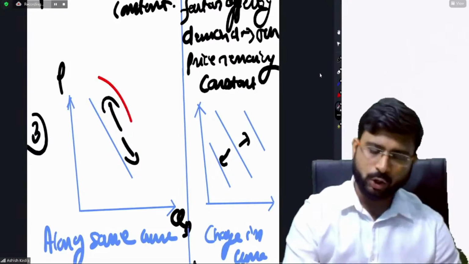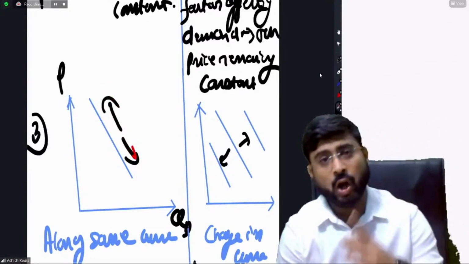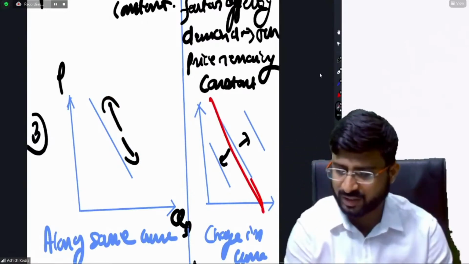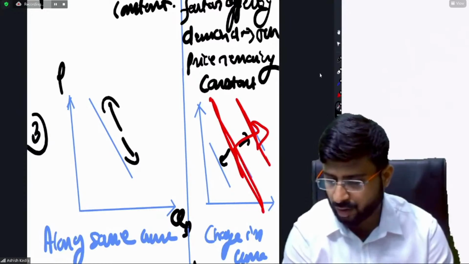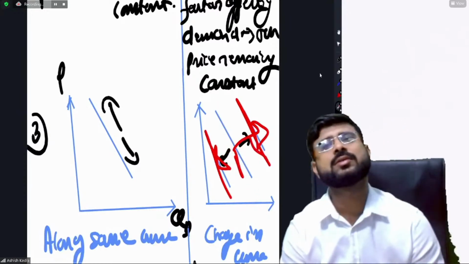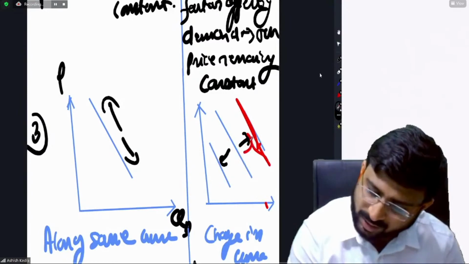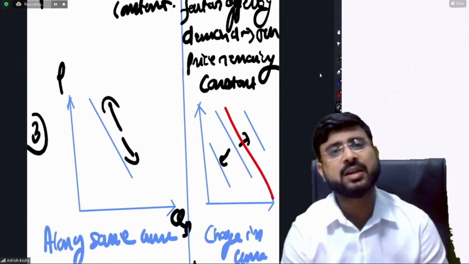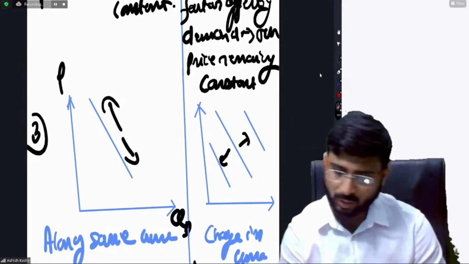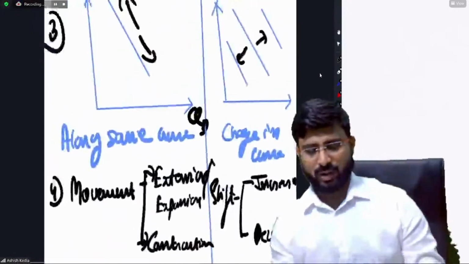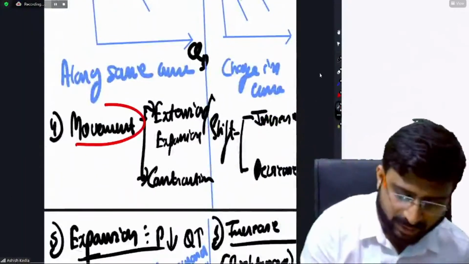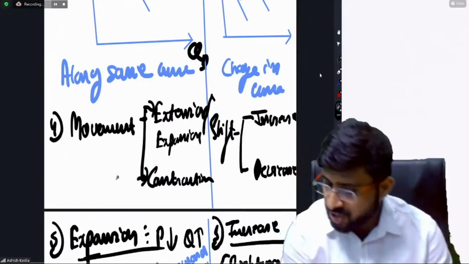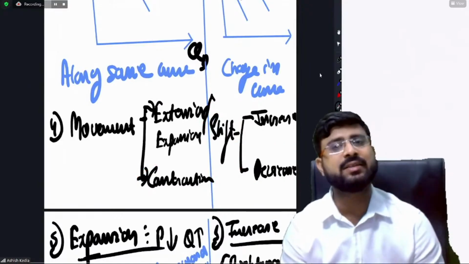along the same demand curve, you will either move upwards or downwards along the same demand curve if there is movement. But if there is shift, this is the demand curve, it will either move to right or it will move to left. So if there is a demand curve, there will either be a rightward shift or there will be a leftward shift. Okay, sir, got it. So friends, movement is of two types. Number one is expansion and number two is contraction of demand. Shift is of two types, increase and decrease in demand.